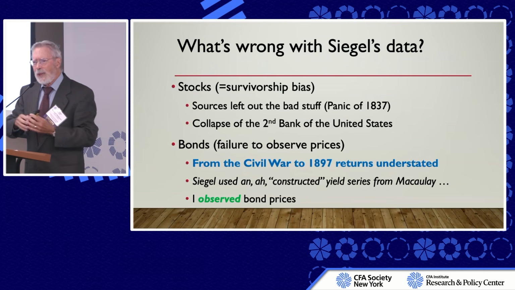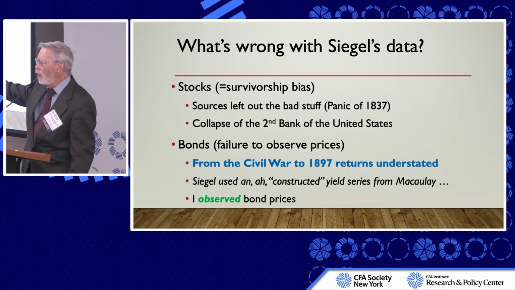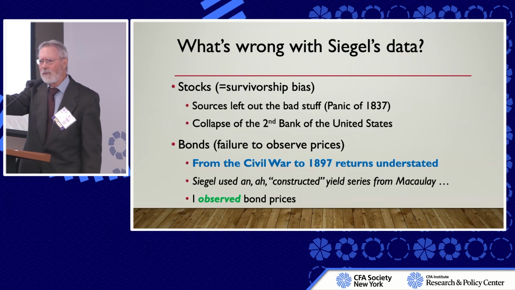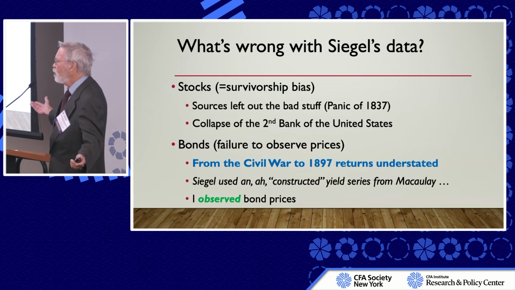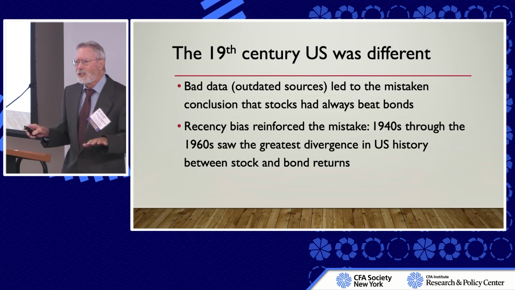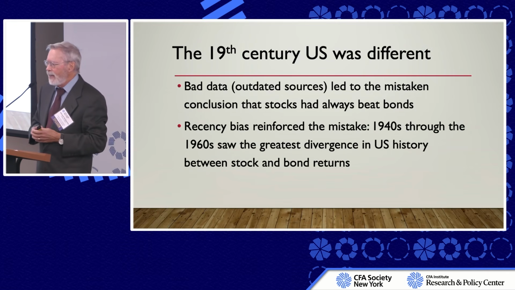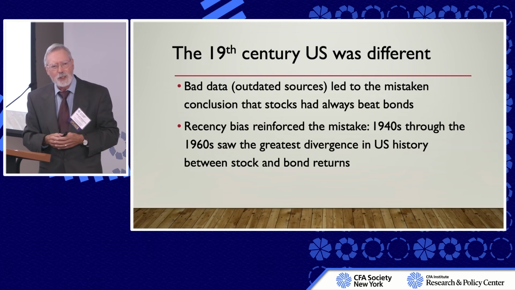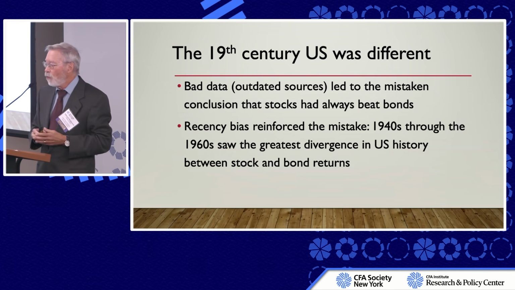So basically, the actual observed yields didn't come out the way Macaulay wanted, so he just kinda lowered them for the first few decades. Poor Jeremy came along and computed returns from those falsely low yields. In summary, 19th century US was different. Bad data led to the mistaken conclusion that stocks had always beaten bonds. Recency bias reinforced the mistake.